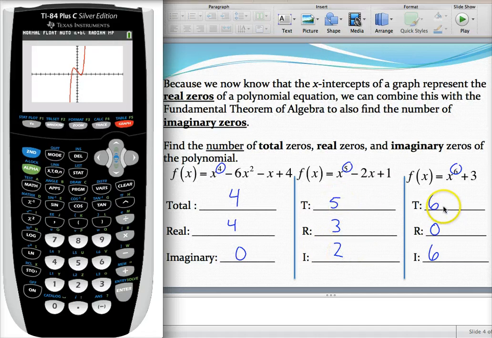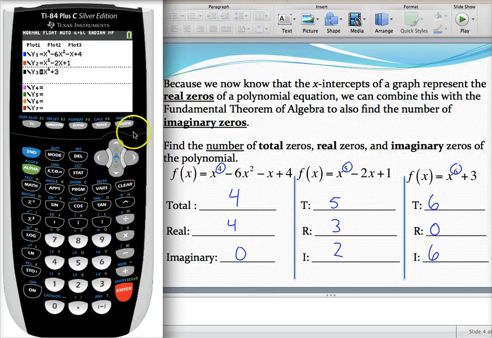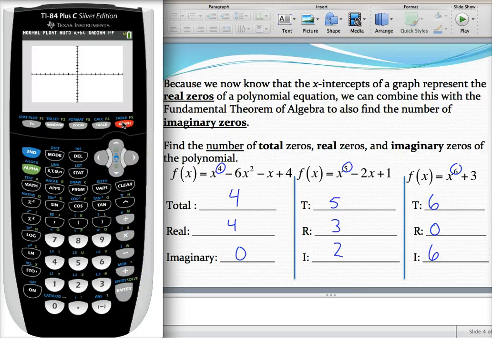Okay. Finally, we have this last polynomial to look at. We know it's got 6 total zeros. Oops, let me turn off that one and turn on the one we want. So we know it has 6 total. The only way to test for how many are real is to look at the graph itself. So I want to look for x-intercepts, and this time, I don't see any. There are no x-intercepts on this graph, meaning all 6 of them must be imaginary.